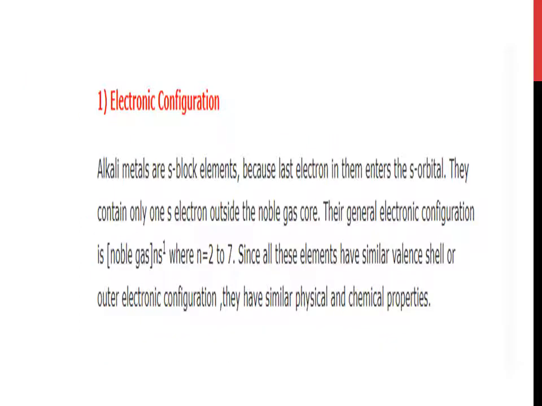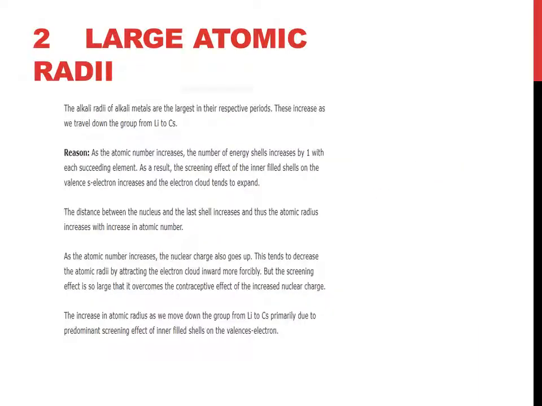Now study the physical properties. Number 1, electronic configuration. Alkali metals are s-block elements because the last electron in them enters the s orbital. They contain only one s electron outside the noble gas core. Their general electronic configuration is [noble gas core] ns1, where n is 2 to 7.